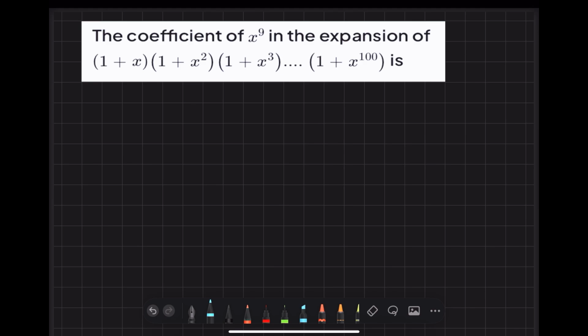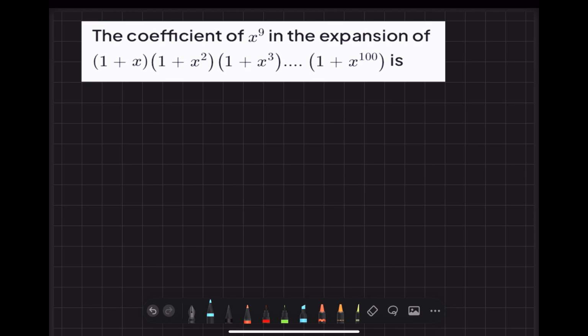And there are so many terms. There are 100 terms because the power of x starts from 1 and ends at 100. Okay, so there would be 100 terms. So there exist 100 teams, and you have to organize a fight between the persons whose product is having power, like x will take power as 9.